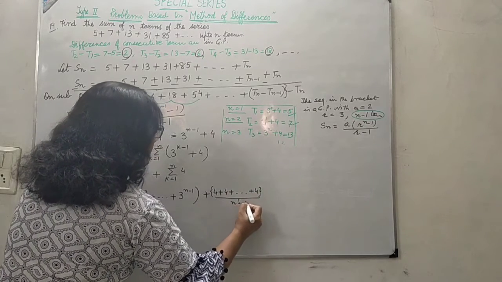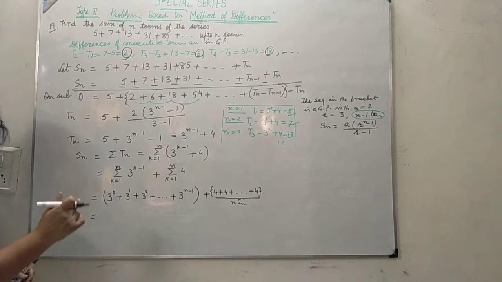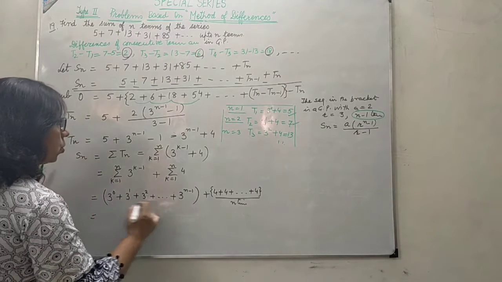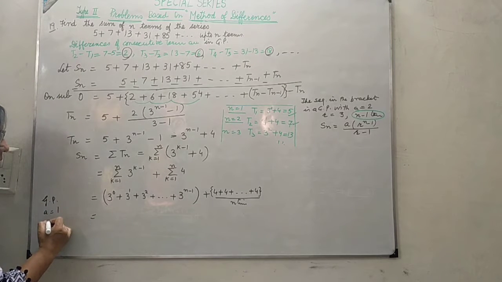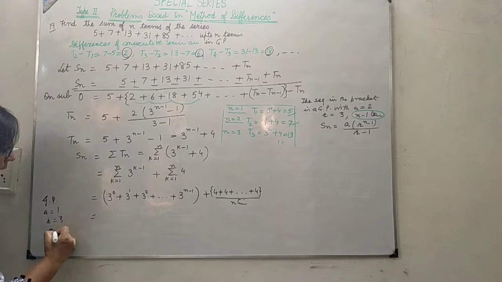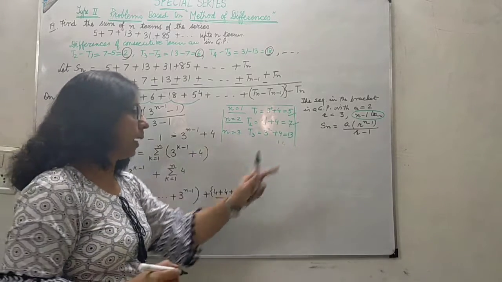This is n times. So what we have here also has n terms, but the first term is starting from 3 raised to power 0. So again it is a GP with first term 1 and common ratio 3, and number of terms is n.